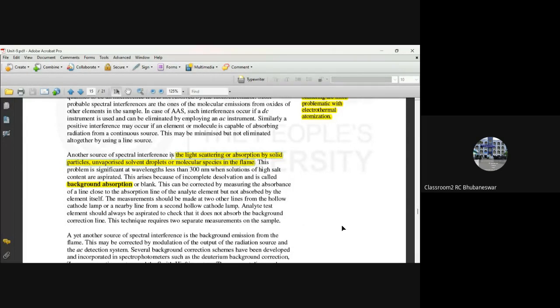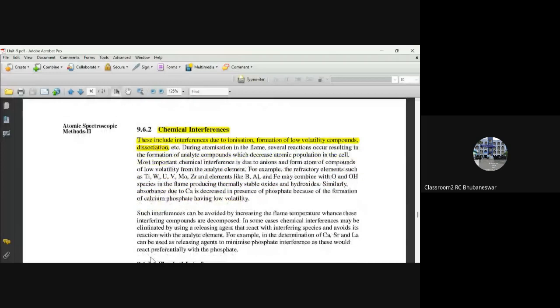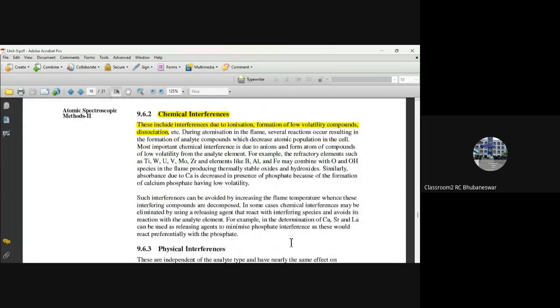Some molecular species in the flame itself will also be there, and that will interfere with the study. That is your background absorption. So that is spectral interference. Then chemical interference is another thing.